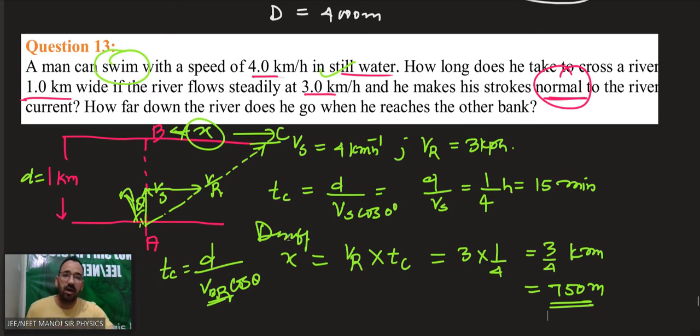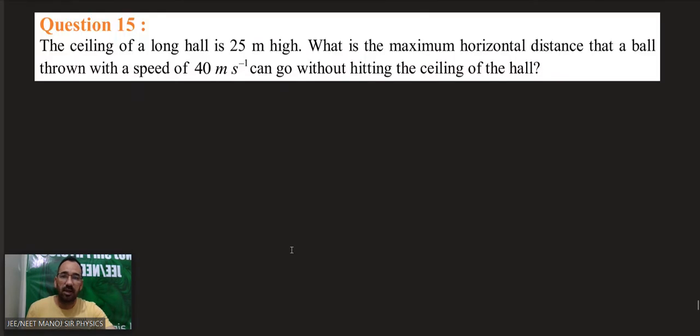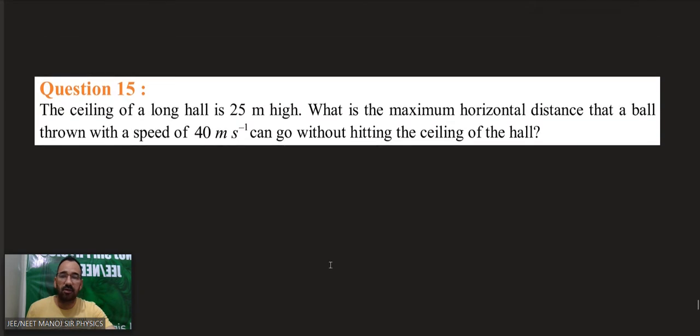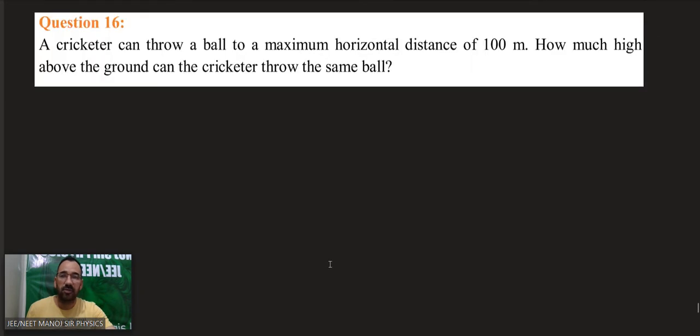All right. Now from NCERT, I will take another question here, dear children. This is one more question here. This question I want to solve, question number 16. Okay, this is a very interesting and good question. I hope you will like this. A cricketer can throw a ball to a maximum horizontal distance.